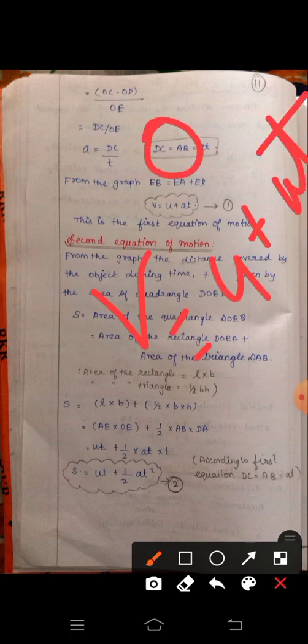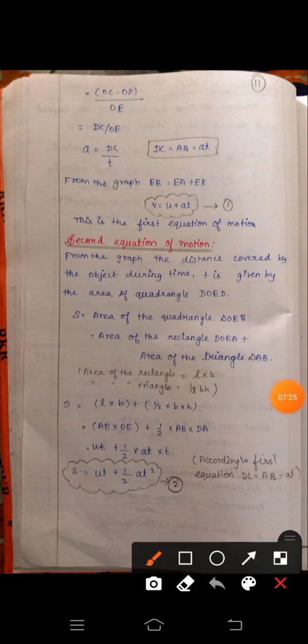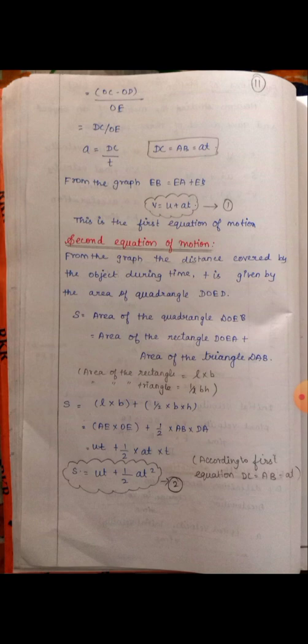DC is equal to AB. Here T is in the denominator, so when it goes to this side it becomes AT. So EB is equal to EA plus AB. For EB we write V, for EA the value is U, and for AB the value is AT. So here we are writing V is equal to U plus AT. This is the first equation of motion.